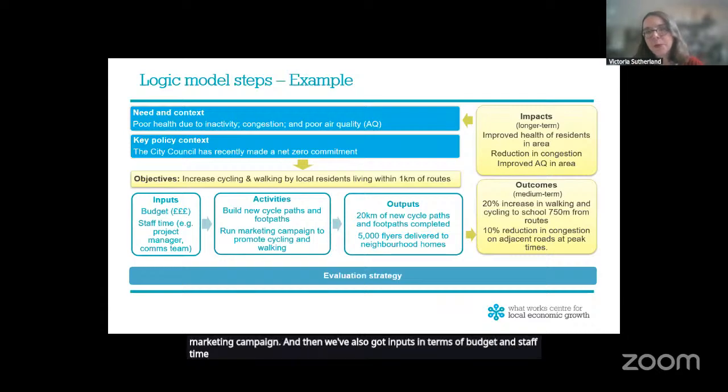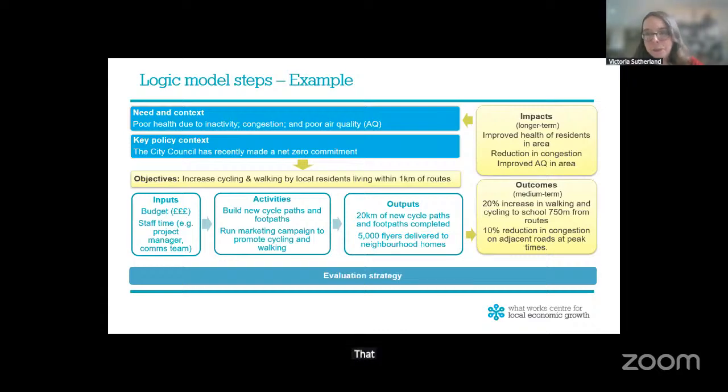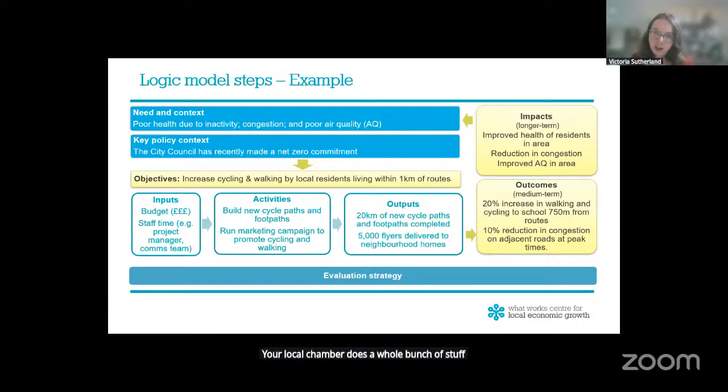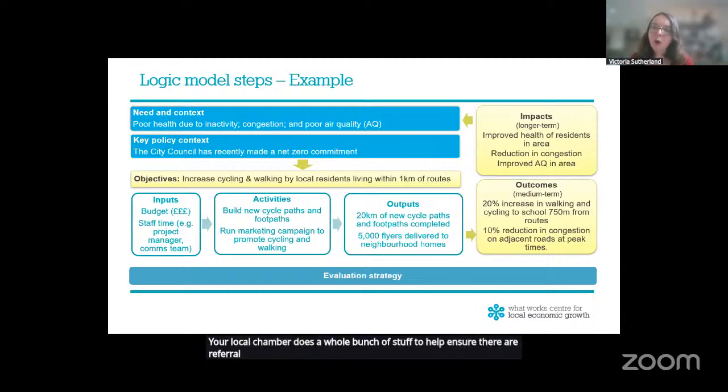I think that's an important point about inputs: we tend to think mainly about the budget, but there might well be other inputs that come to bear. That might be staff time internally, it might be partners, it might be in-kind contributions. For example, if it's a business support program and your local chamber does a whole bunch of stuff to help ensure there are referral routes in, that's also an input that you might want to be thinking about.